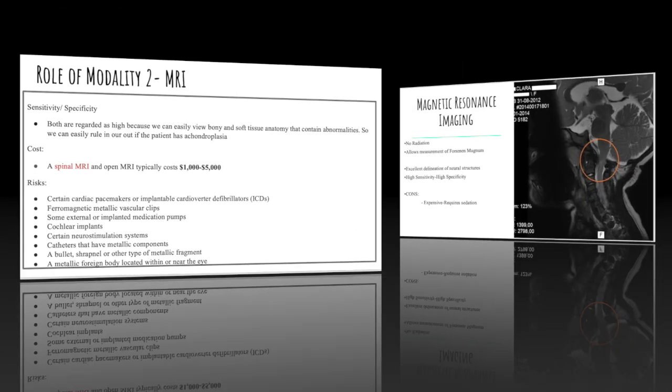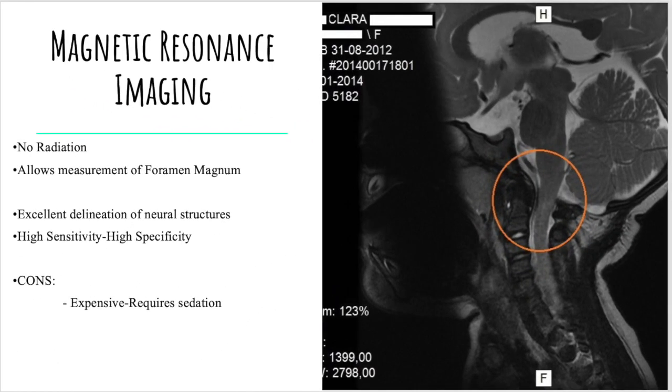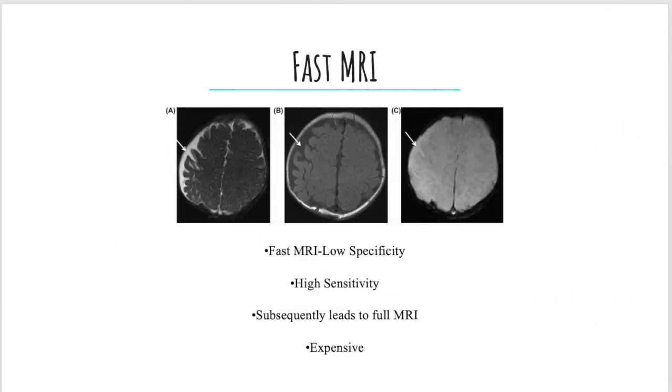If you go to the next slide, you can see that MRI has no radiation, so that's actually a benefit over CT. Even though it's a little bit more expensive, that will help make a decision for most people, especially in kids. It allows measurement of the foramen magnum, which is very important to diagnose this disease, and excellent delineation of neural structures. On this slide, you can see some images of a fast MRI. A fast MRI has low specificity and high sensitivity, and subsequently leads to a full MRI, but it's very expensive.